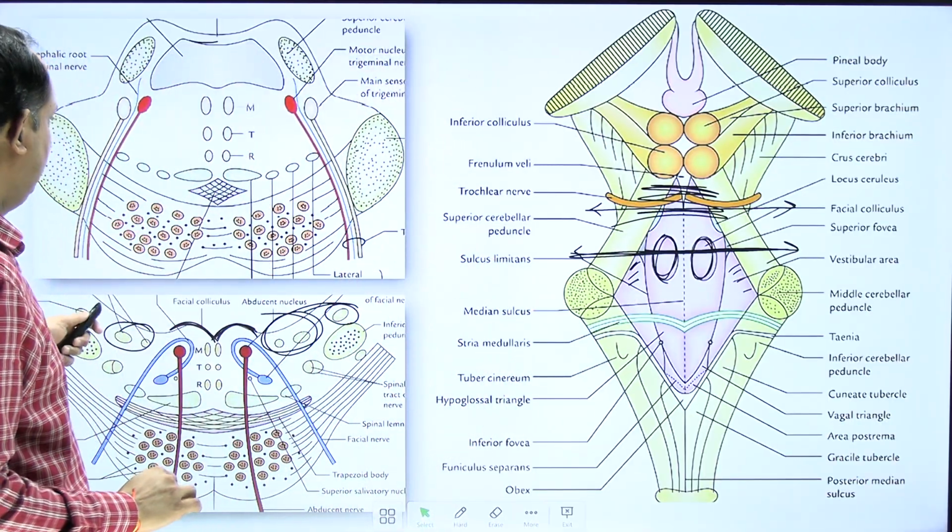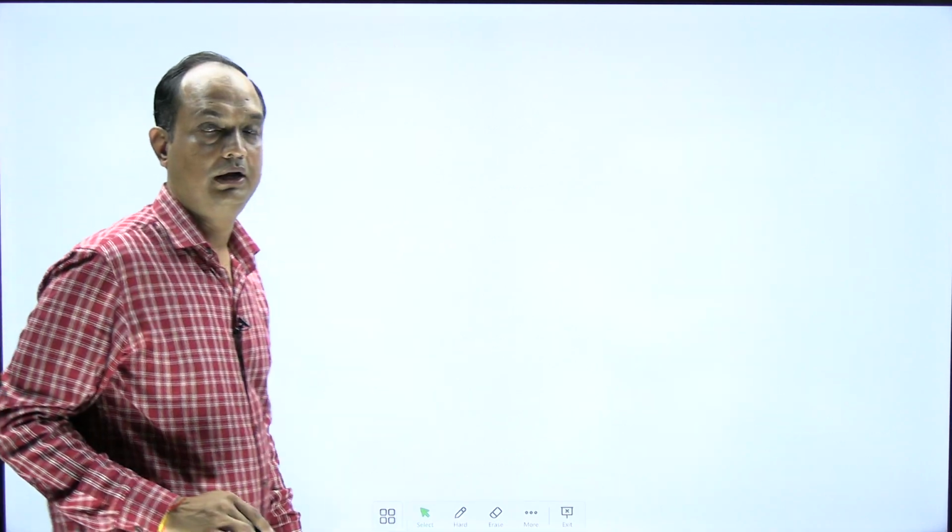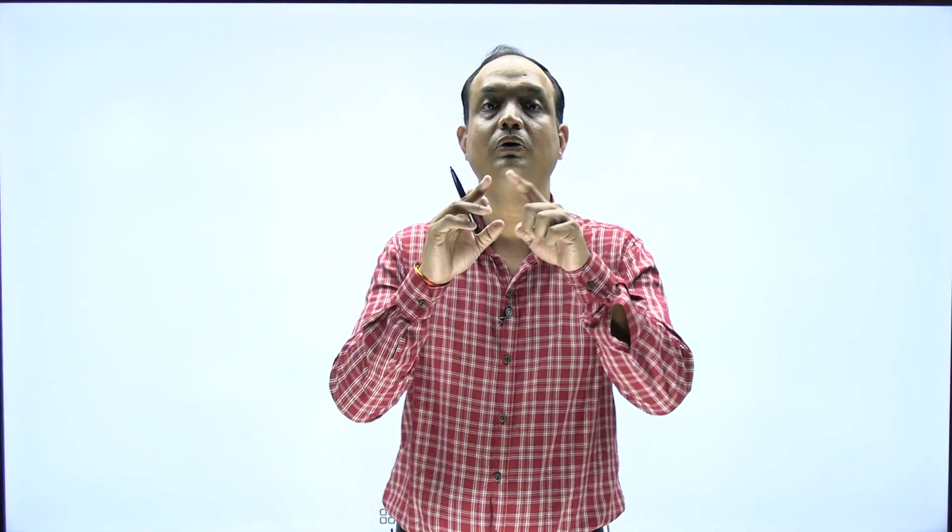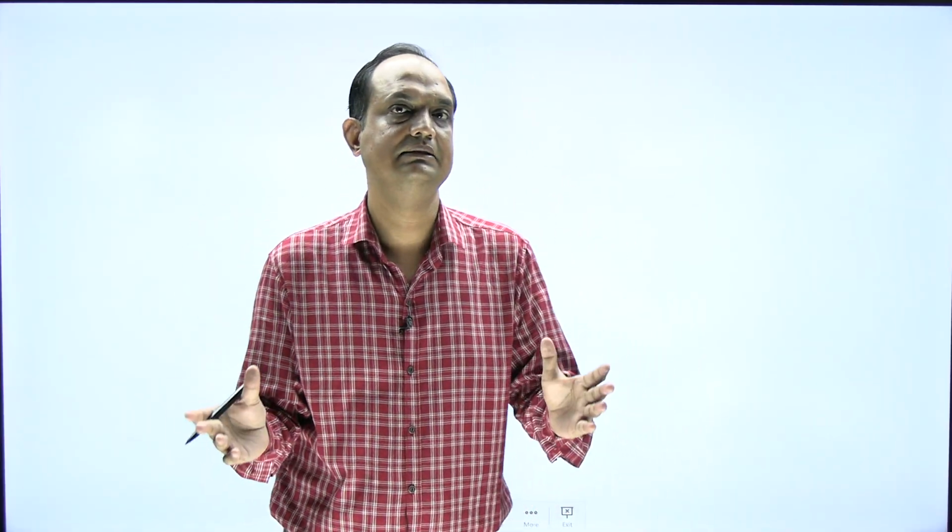Clear? So my dear students, whenever you are drawing the sections of the pons, what are the important things which you have to keep in mind? First, how to draw the outline, then what are the features of the basilar part of the pons, and what are the differences in the tegmentum part of the pons. That means which cranial nerve nuclei are present in the lower pons and which cranial nerve nuclei are present in the upper pons.